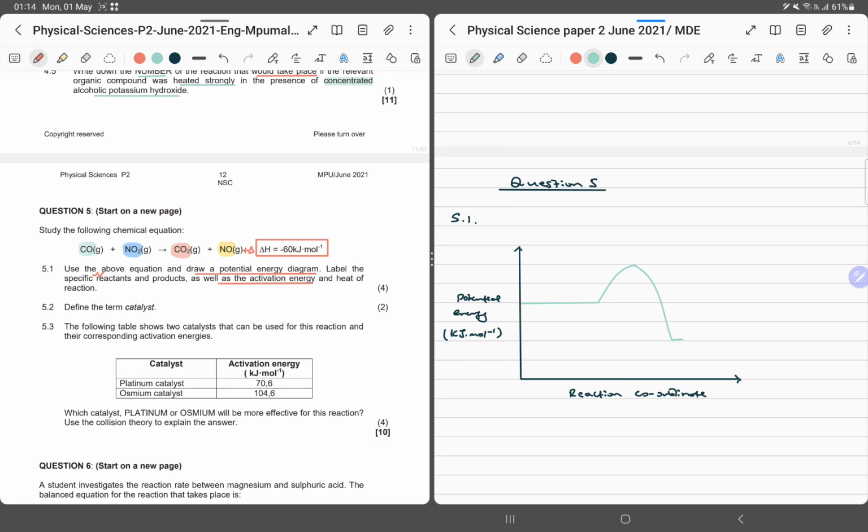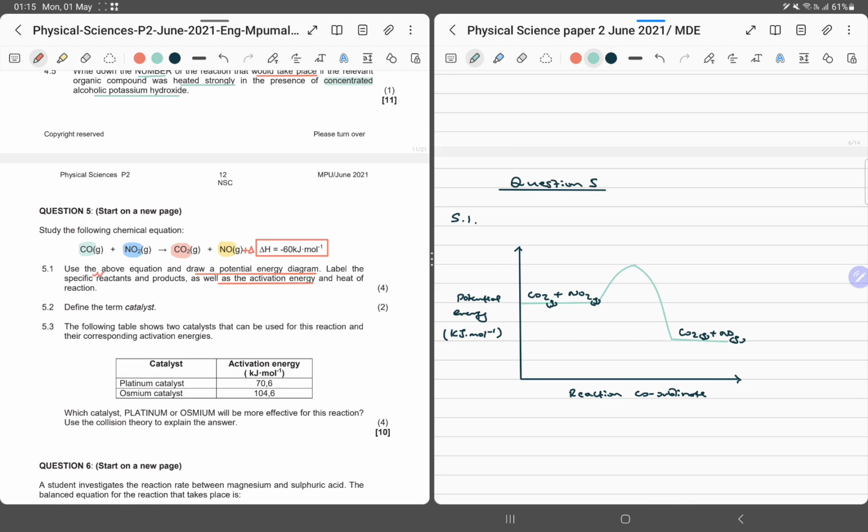All right, and then we're going to have our products. Great, so this is what we've got. And then we were told to label the individuals. So it's going to be CO2 plus NO2. Of course, this is a gas. And then we're going to have here carbon dioxide plus nitrogen monoxide gas. All right, so we've labeled the specific stuff that they wanted.